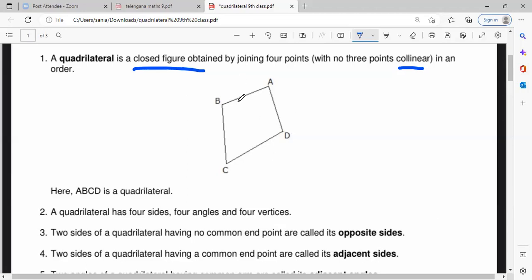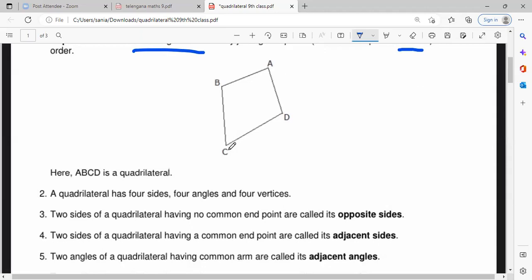Right? So they don't have anything common. So they are opposite. But if they have something common, like if the angle is common between these two lines, right? So that means they are adjacent. Remember one thing, there are two words: one is opposite and one is adjacent. Opposite means nothing is common. If something is common, then they are adjacent.